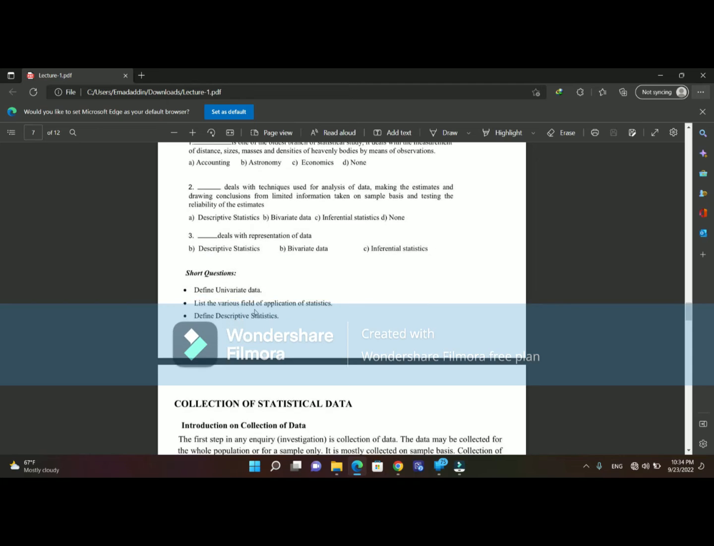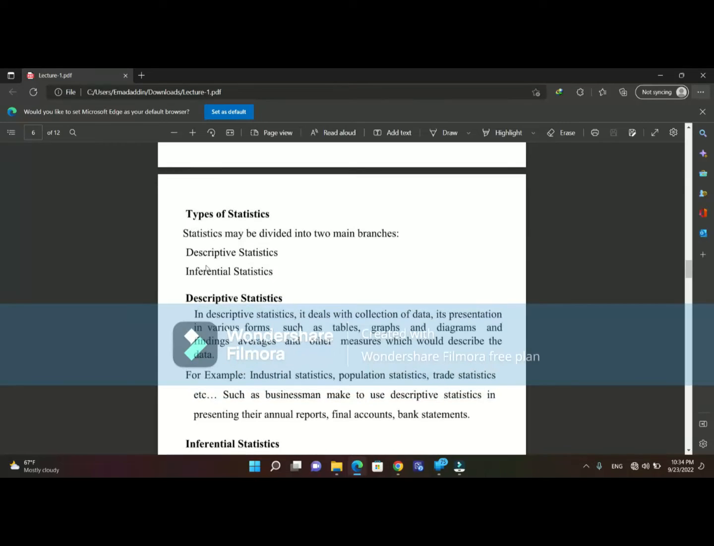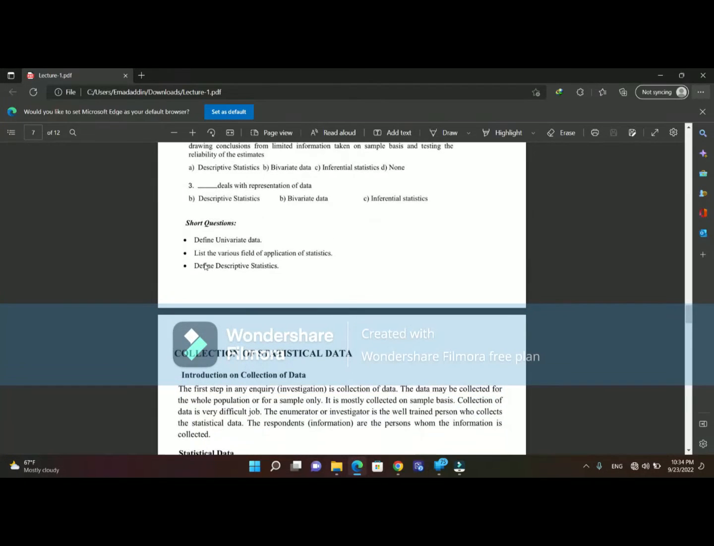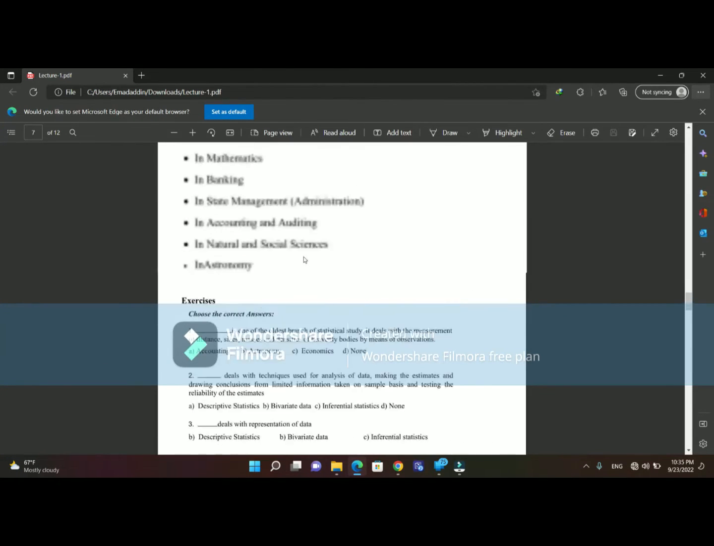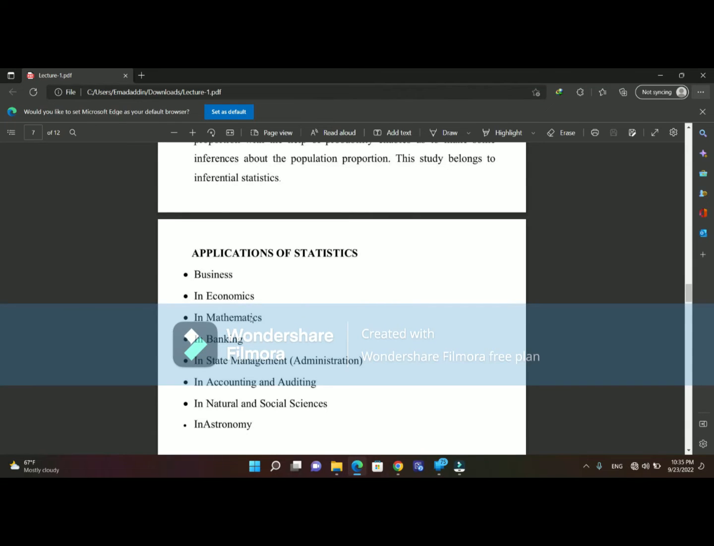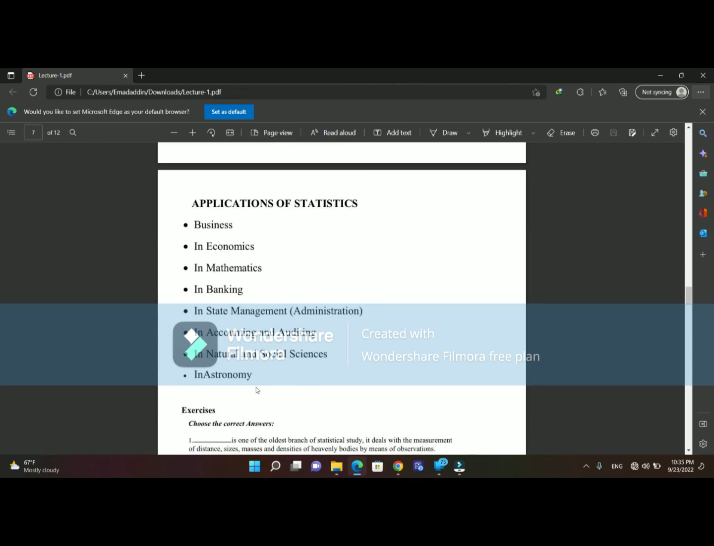The second part is the short questions. Define descriptive statistics. Second, list various fields of application of statistics. Define descriptive statistics, which we have here, and inferential statistics. The second one, list various fields of application of statistics, which we said are business, economics, mathematics, banking, state management, accounting and auditing, natural and social sciences, and astronomy.